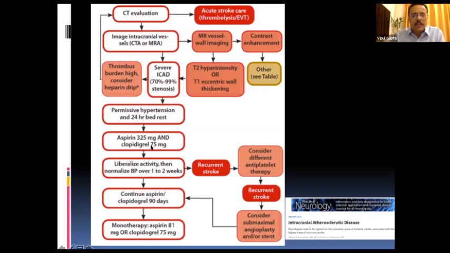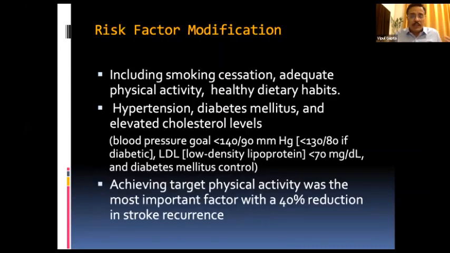Double antiplatelet remains the mainstay. And then you control the blood pressure, continue the double antiplatelets for 90 days or so, and then continue on single antiplatelet. If patients have recurrent strokes, maybe you can think about changing the antiplatelet, and that is where the role of angioplasty and stenting comes in. Risk factor modification, whatever medication we do, stenting we do, remains the mainstay of treatment.